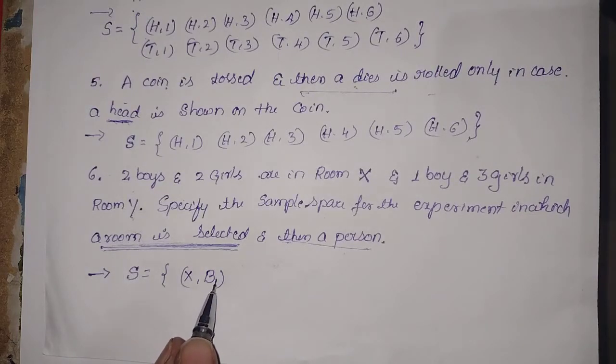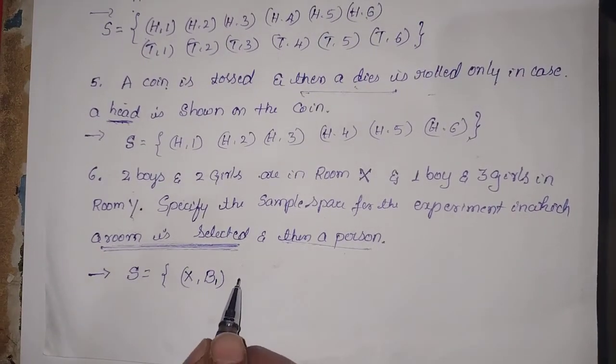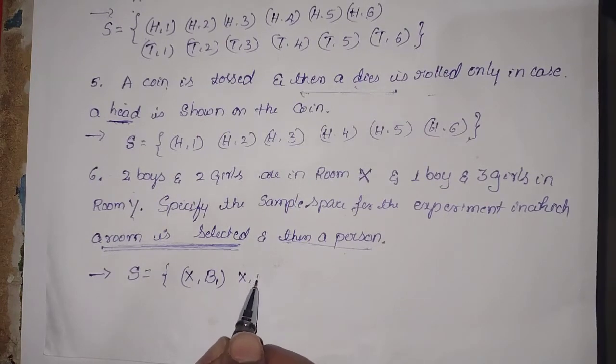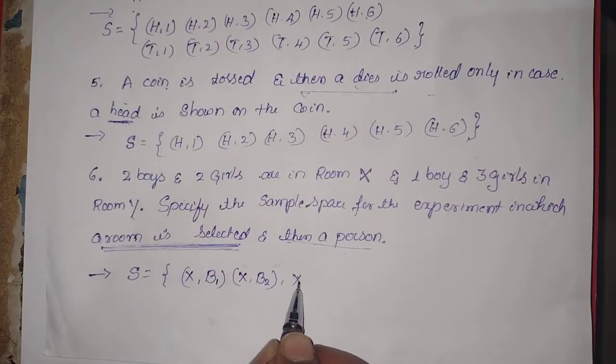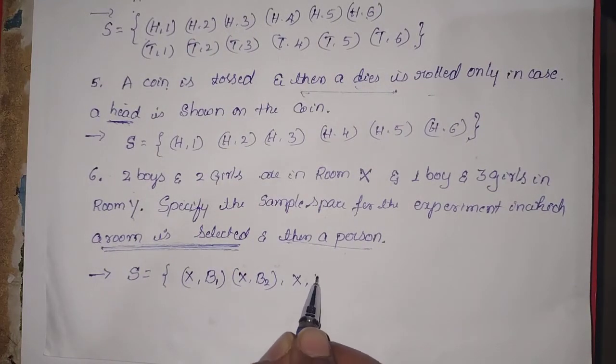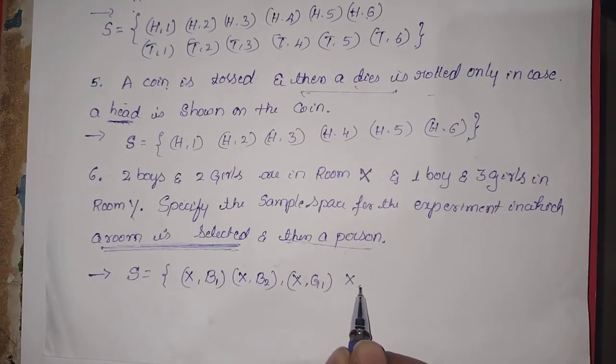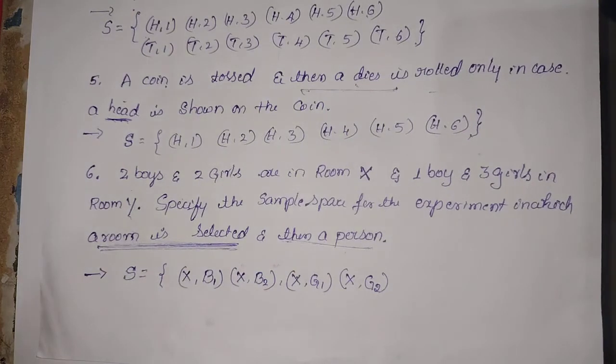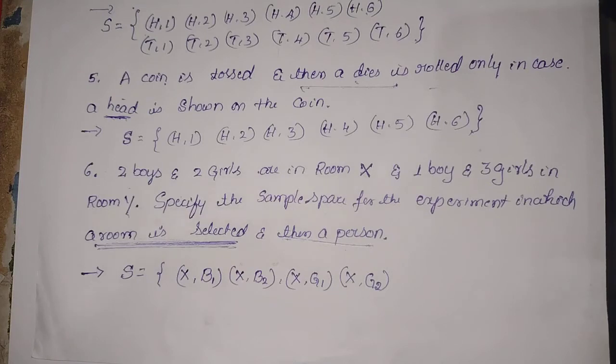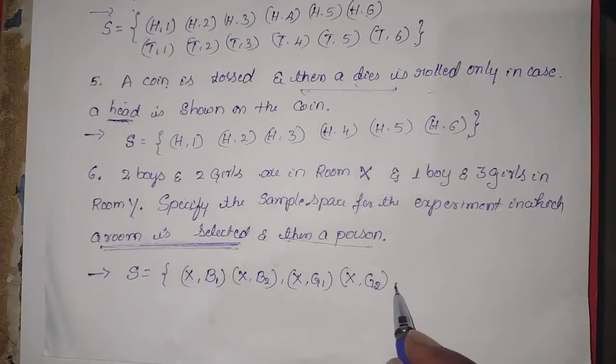Next, in that room there is only one more boy, the same room with the second boy B2, X comma B2. Then the same room containing a girl, G1, and the same room X containing the second girl G2. Clear? I think you get an idea. Next, after that we go for the second room, room Y. The room Y starts with Y.